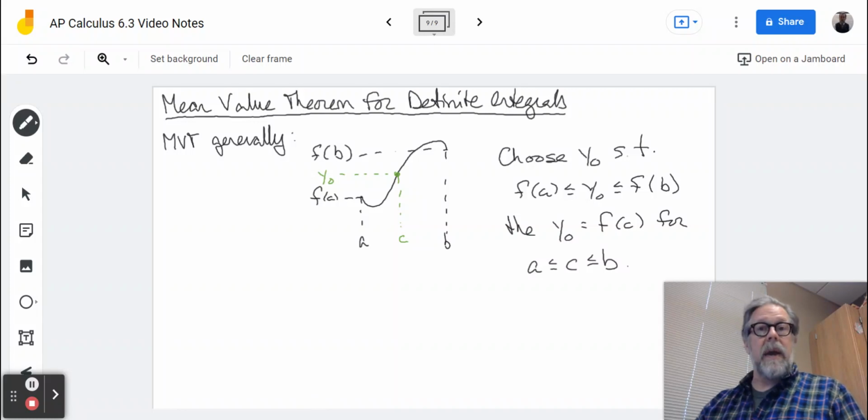Okay, welcome back. Guys, I want to talk about the mean value theorem for definite integrals. So let's do a little refresher on the mean value theorem.